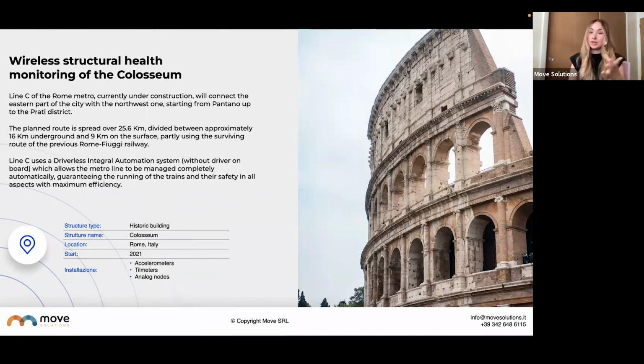For example, the Colosseum in Rome, we're actually using our sensors to monitor. They actually painted the sensors so that they're aesthetically pleasing and you don't see these sensors on that beautiful old structure. But what they're doing is they're performing construction on the metro under the city, and they want to make sure that the Colosseum is staying the way it should stay. So they're using dynamic and static sensors to understand if that structure is moving, and make sure that it doesn't.